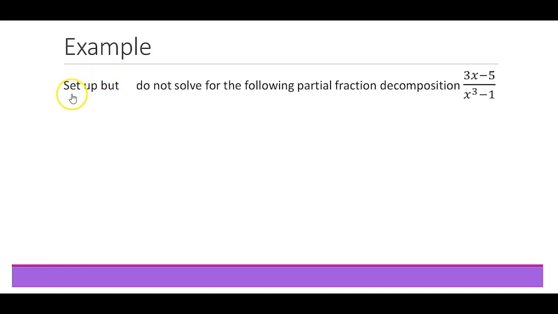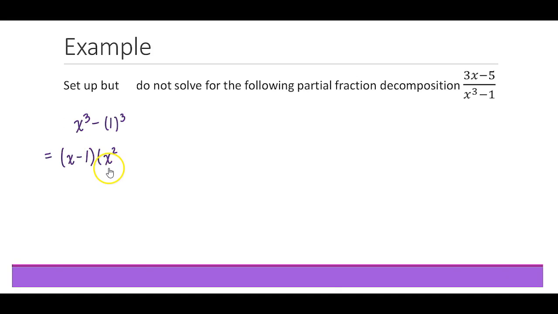In this next example, we're asked to set up but not solve the following partial fraction decomposition for 3x minus 5 over x cubed minus 1. So first thing is I need to factor x cubed minus 1. And x cubed minus 1 is x cubed minus 1 cubed, which means this is the difference of cubes. So we have to remember the difference of cubes factorization formula, which is subtracting, so we keep the same sign. We're taking x minus 1, and then we do the first term squared, so that's x squared.